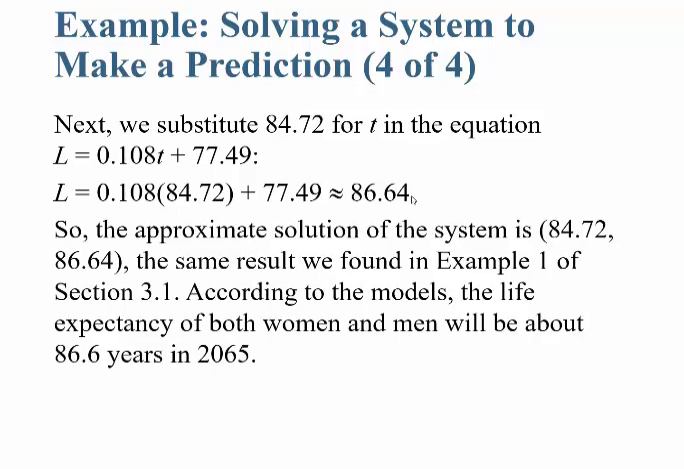So the approximate solution to this system is the point (84.72, 86.64). The 84.72 is years since 1980, so this is roughly 85 years since 1980. We're saying that in 85 years since 1980, the life expectancy of both men and women will be 86.64. This is the same result we found in example 1 of section 3.1. According to the models, life expectancy of both men and women will be about 86.6 years in the year 2065. All we really did here, remember, is set both equations equal to each other.